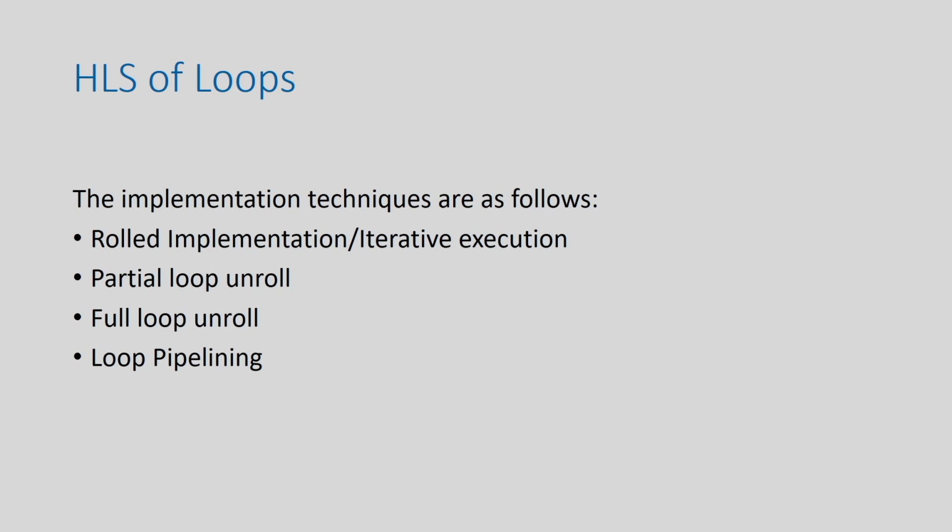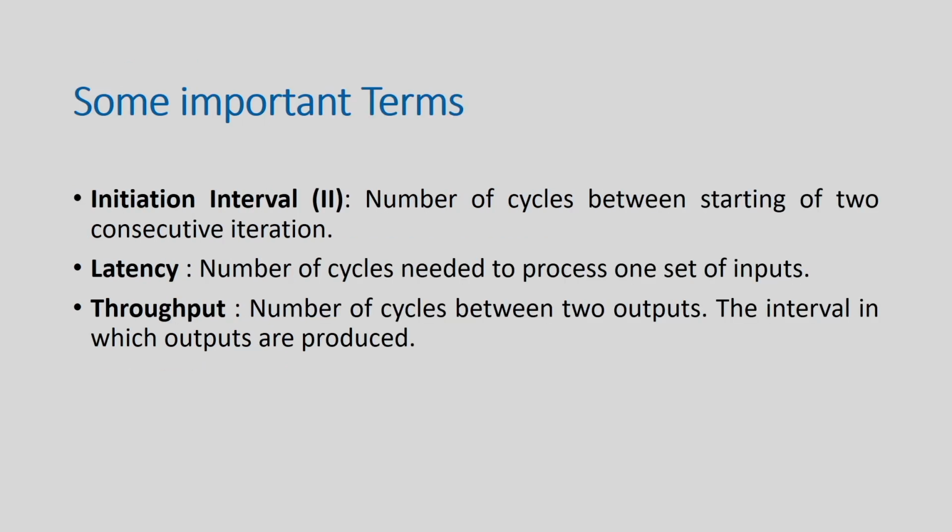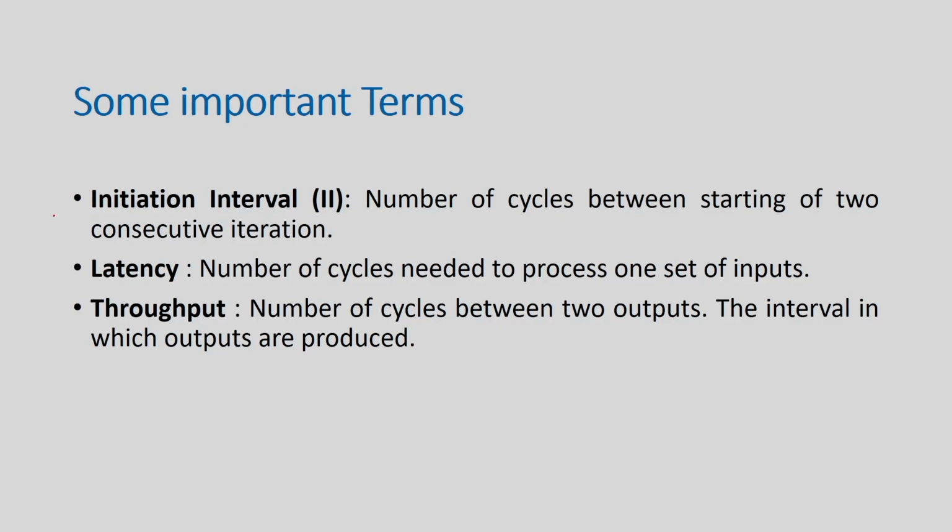Before going into the discussion, I am going to introduce certain terms which are important in the context of these loops and their execution in hardware. The first term is called initiation interval. The initiation interval is the number of cycles between the starting of 2 consecutive iterations. In the loop there are multiple iterations, so the II, or initiation interval, says how frequently the iterations start.